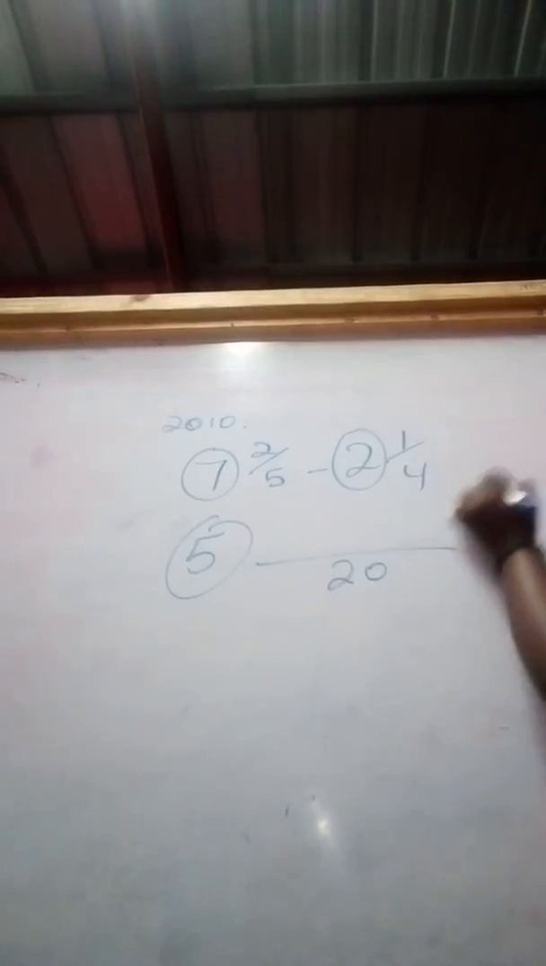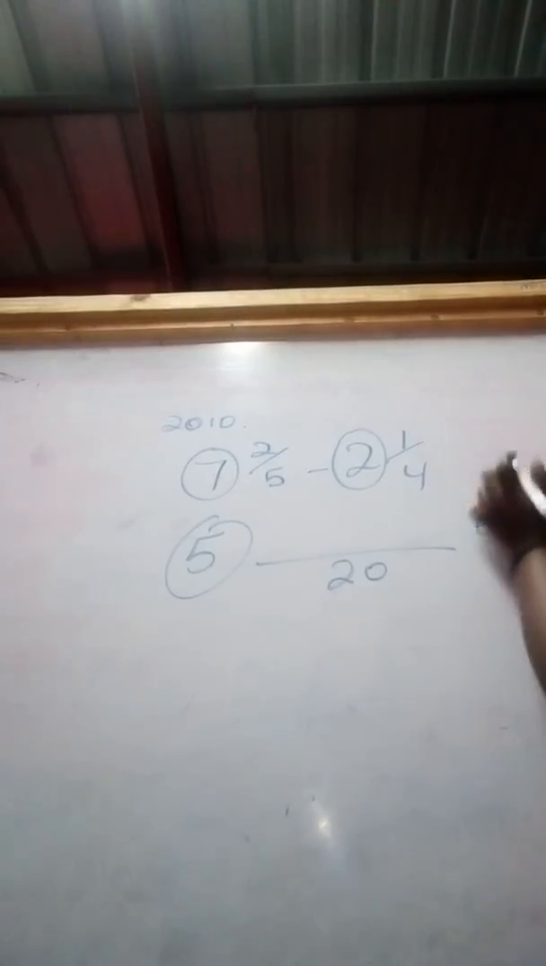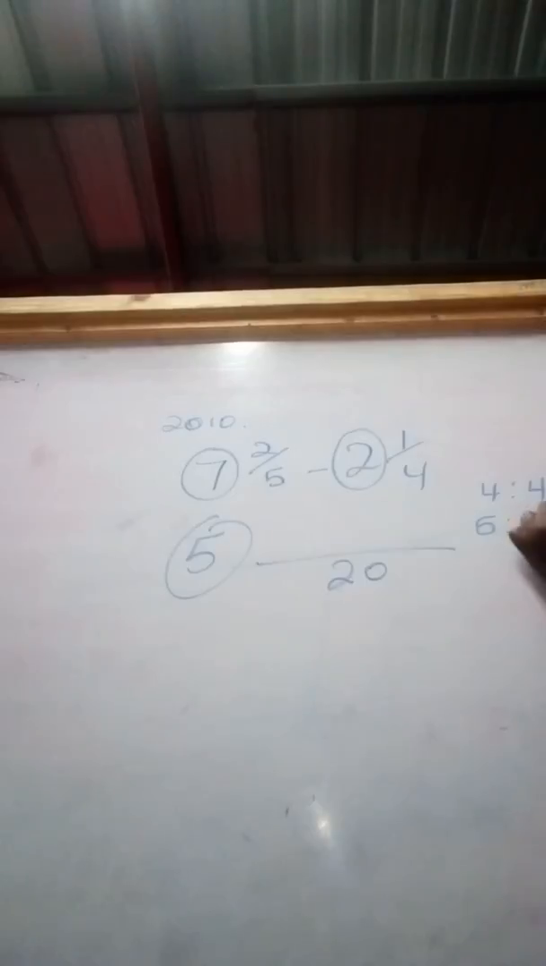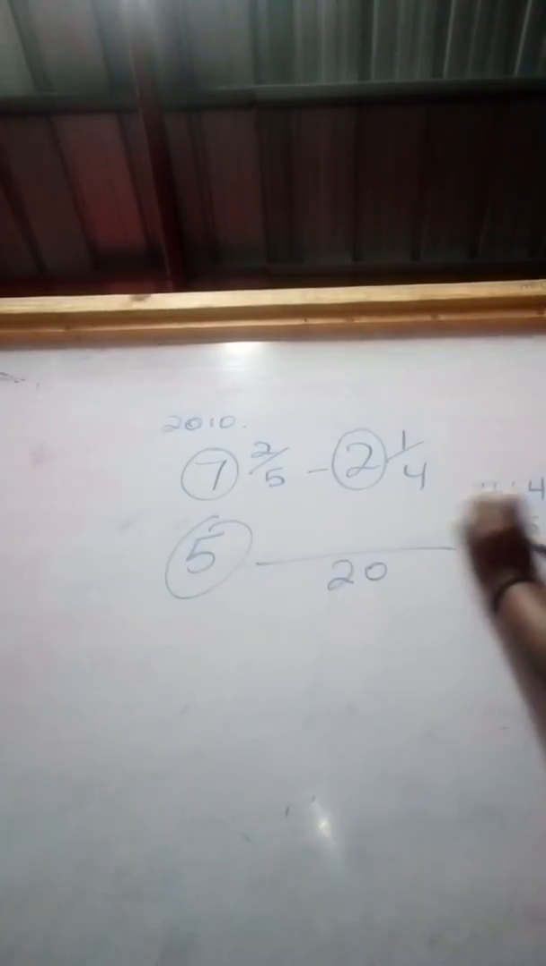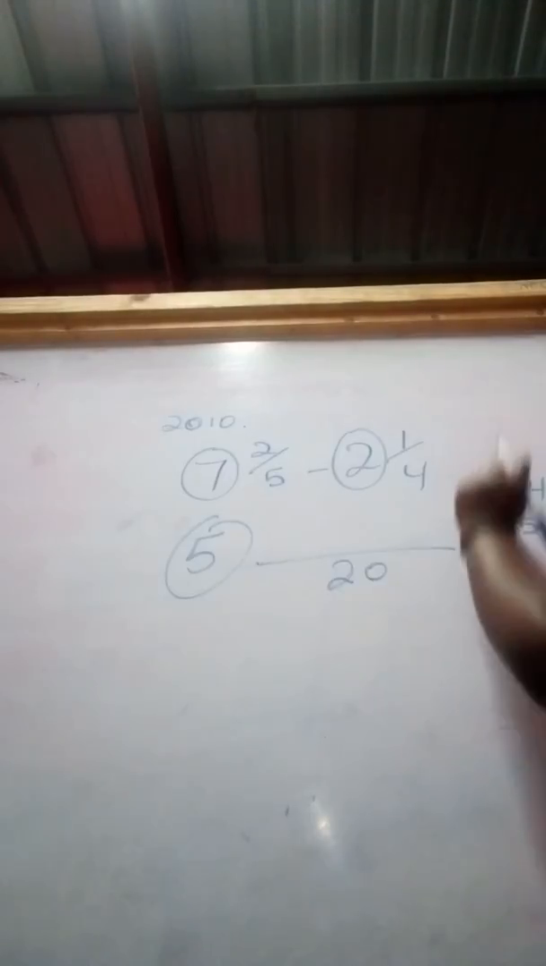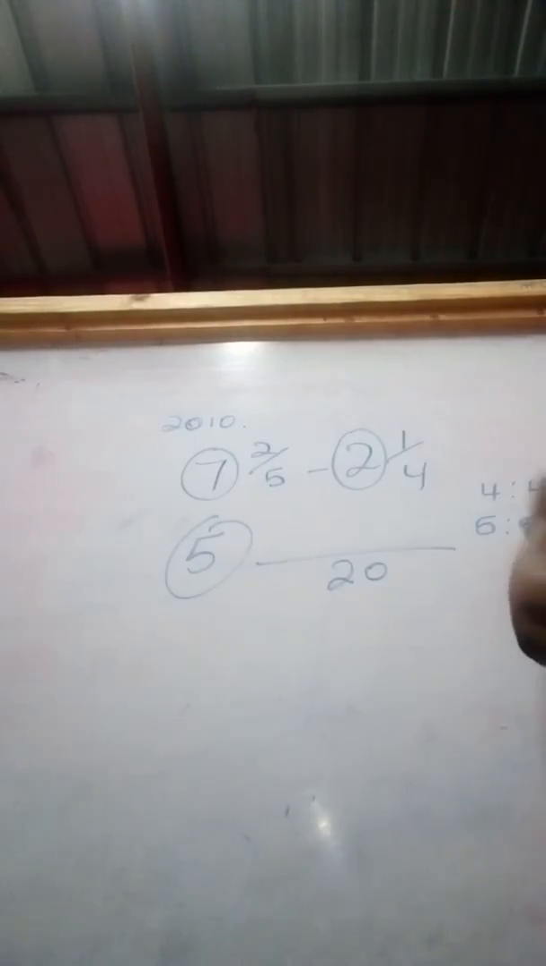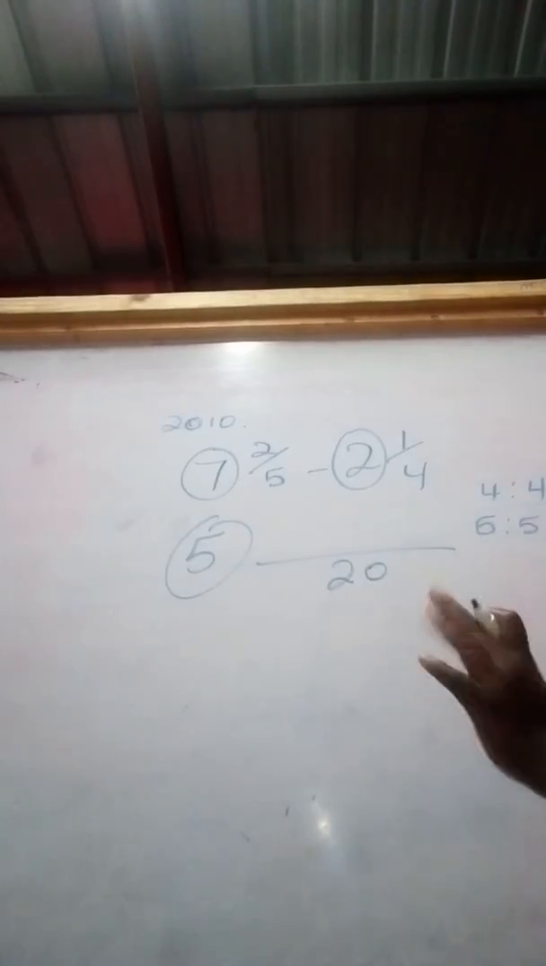So list your multiples. Let's see your multiples. 1 4 is 4, 2 4s are 8, 3 4s are 12, 5 4s are 20. 1 5 is 5, 2 5s are 10, 3 5s are 15, 4 5s are 20. Oh, just a little mistake there. We missed out the 16, so let's check over again. 1 4 is 4, 2 4s are 8, 3 4s are 12, 4 4s are 16, and 5 4s are 20. So just a little mistake there.